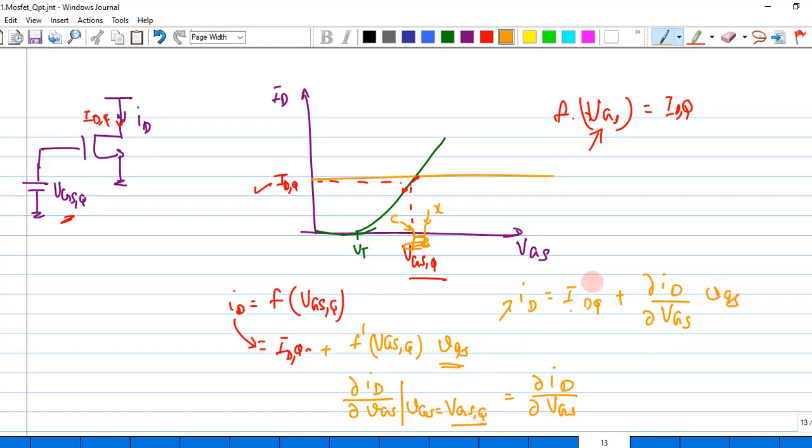Is that clear? Or if you are still not convinced with the way that I have written it down, you can still replace this capital IDQ as the value of ID at VGS equal to capital VGS, because I know that value. So what is that value? It is nothing but IDQ plus this. Now what is this quantity generally? A derivative of ID with respect to VGS?